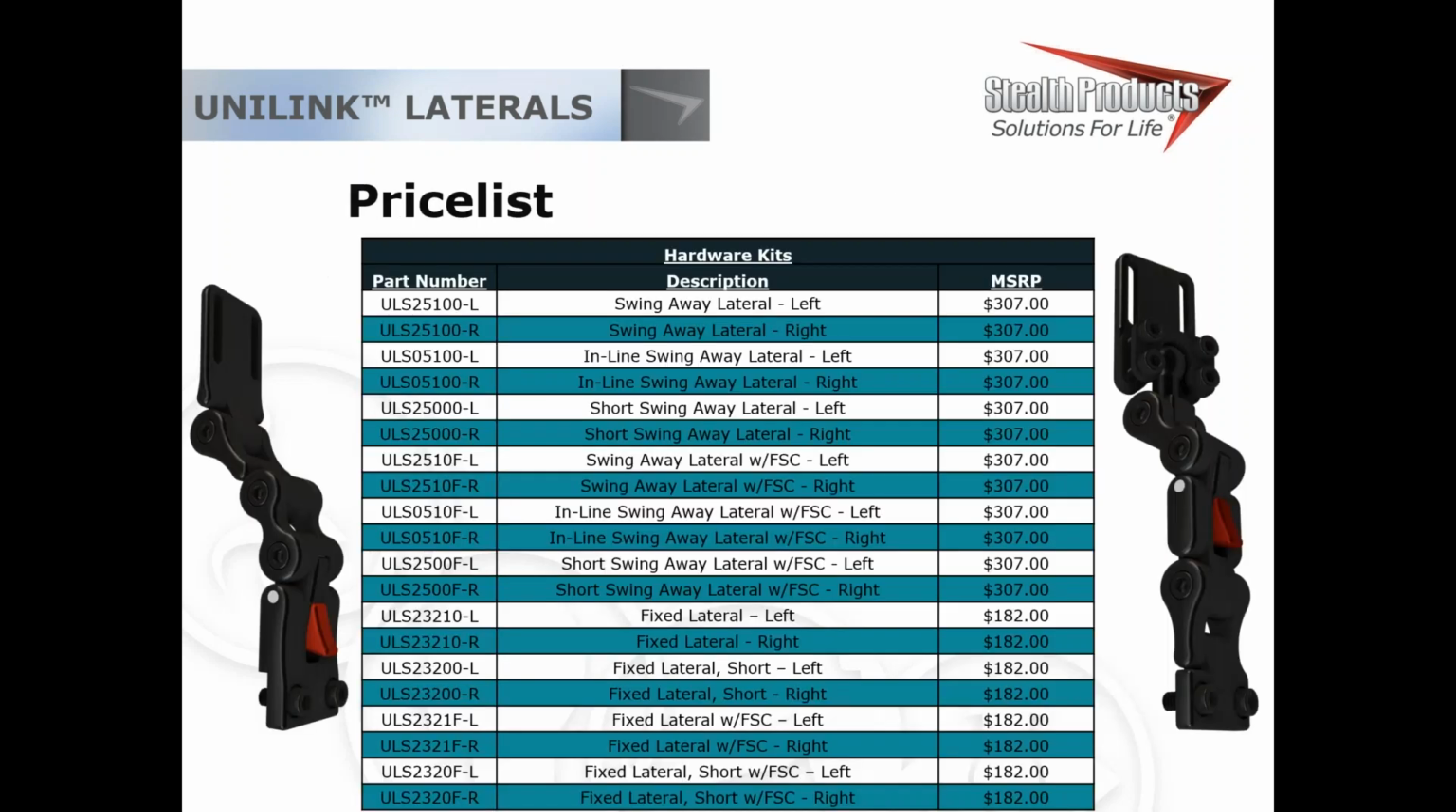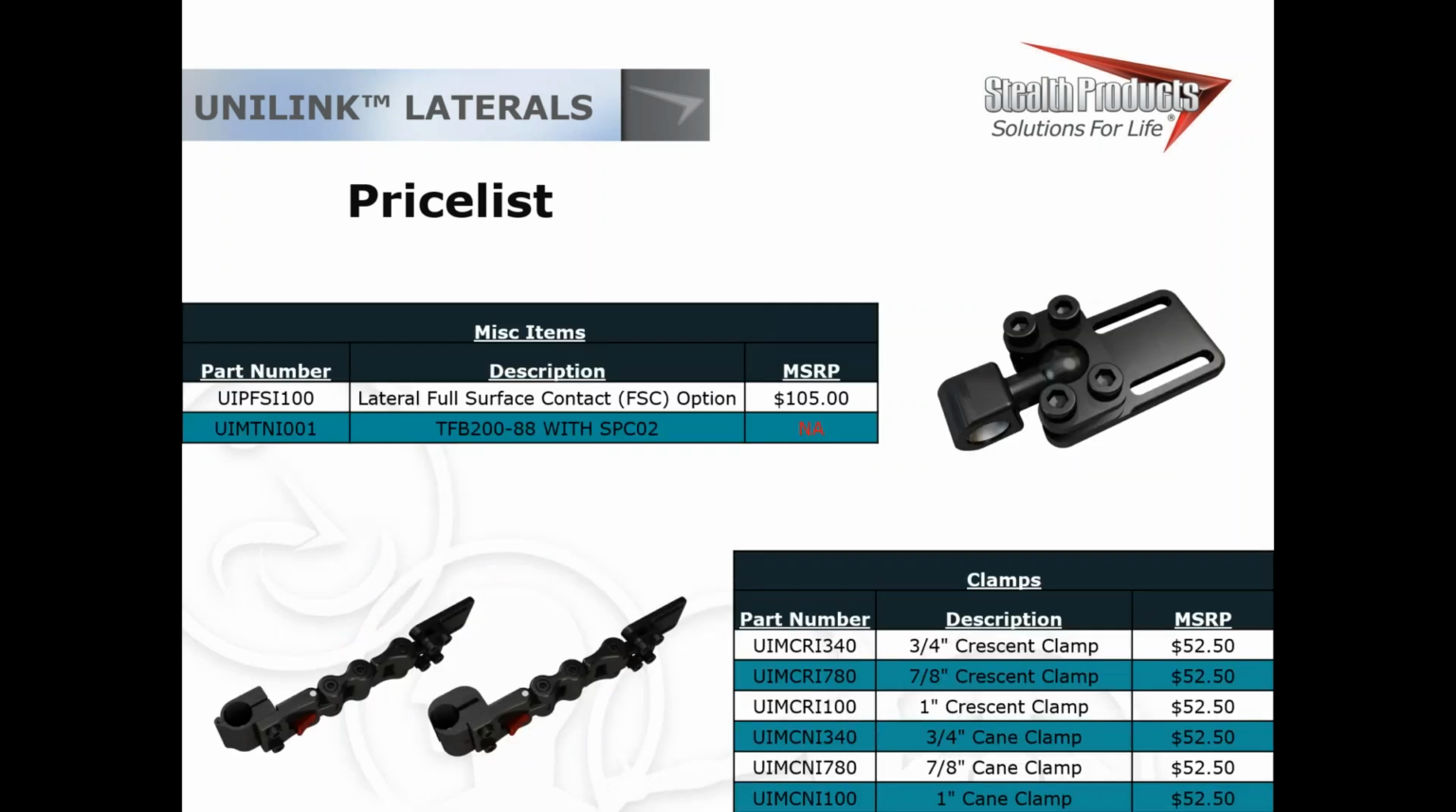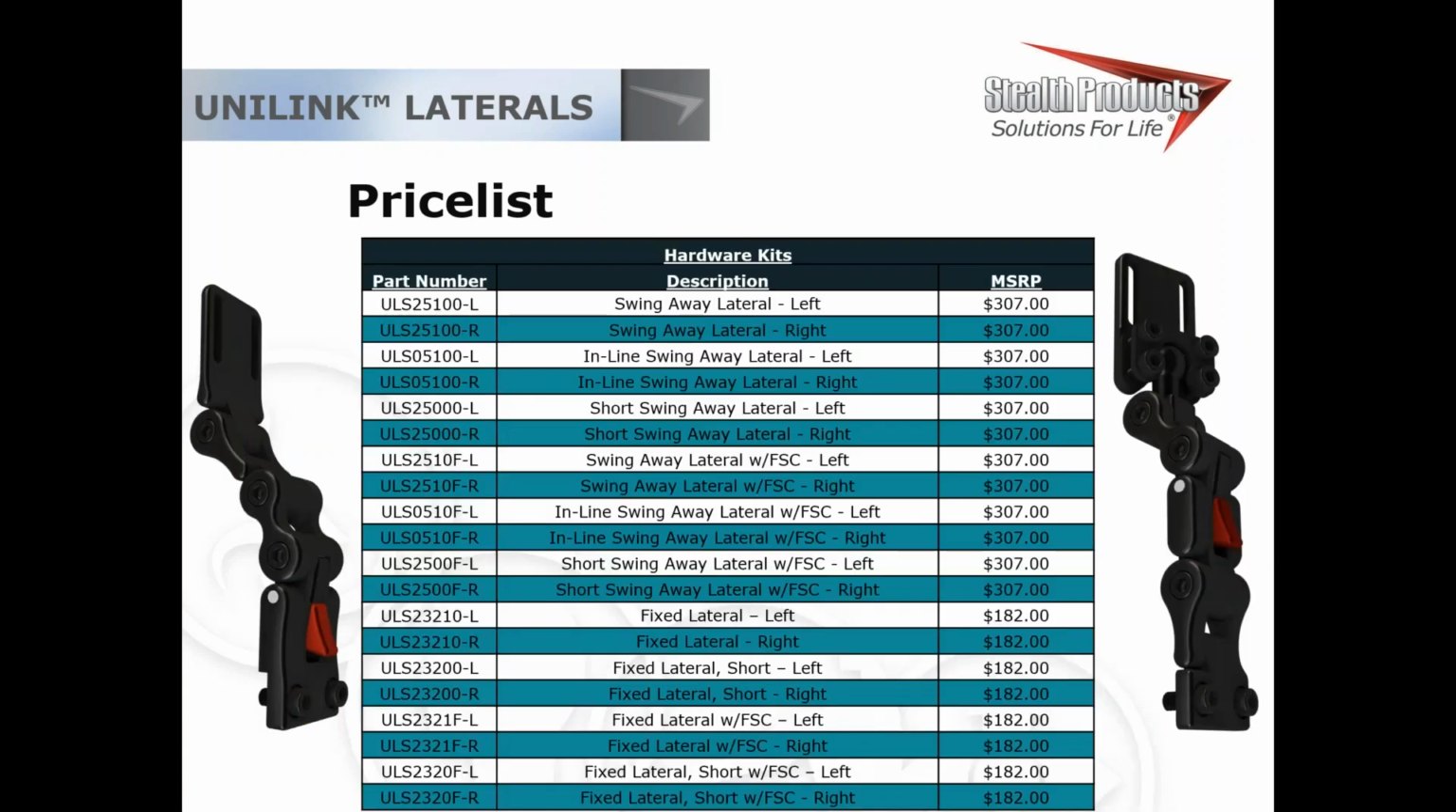So prices, we've got a lot to look at here, but it's pretty straightforward when you break it down. Anything that swings away, you've got one MSRP. If there's no swing away, you've got a second MSRP. So that's the easy trick to it. Full surface contact, you can add to it. If you notice, I'm going to back up a slide here. Full surface contact and non-full surface contact versions of these swingaways are the same, and the fixed are the same. So you're getting a break on your full surface contact by ordering it pre-assembled.